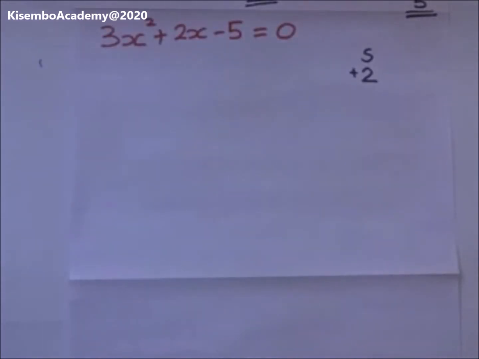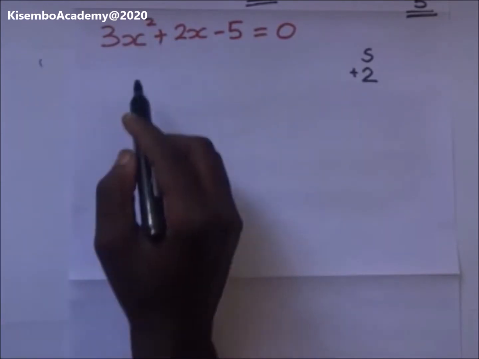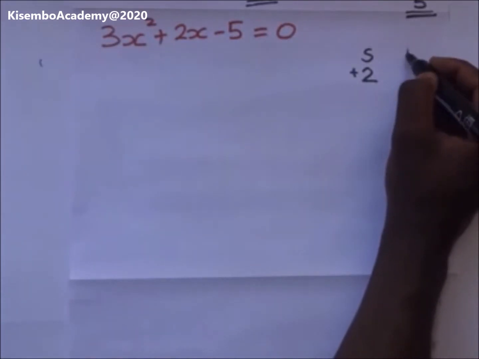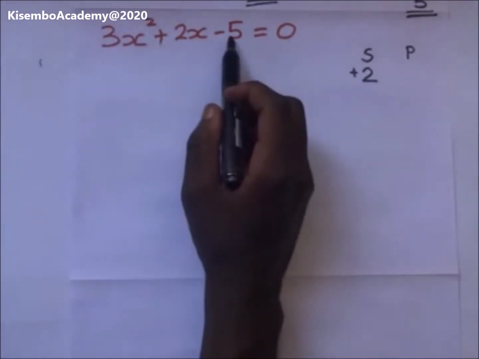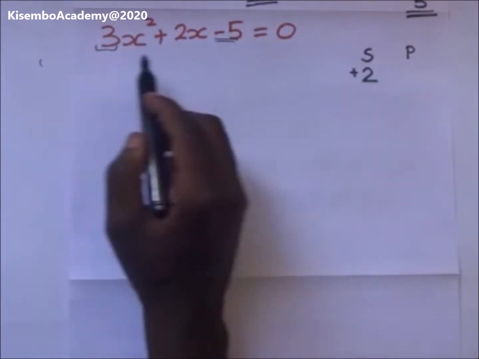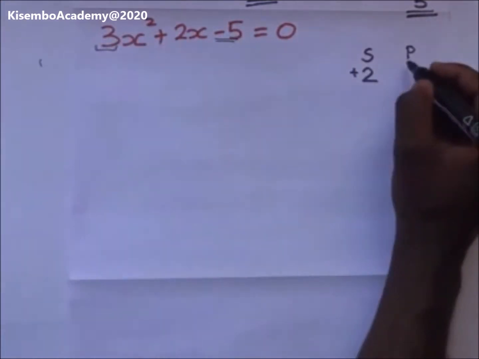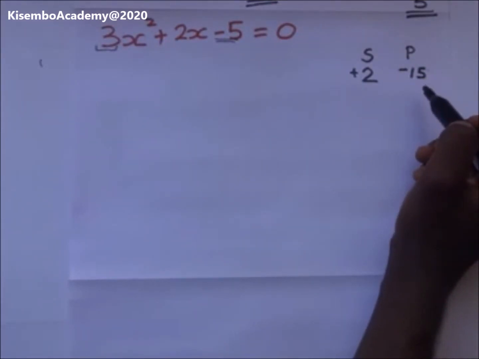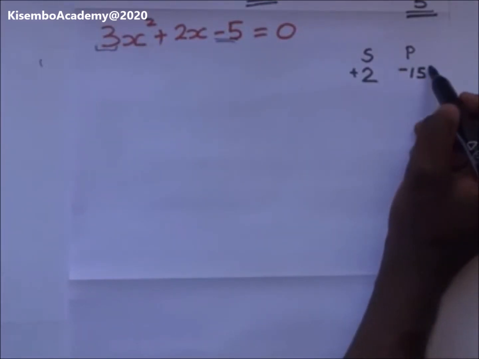Again, in this, we are supposed to factorize this number. We are supposed to get two numbers. When we add these two numbers, they're supposed to give us a sum of positive 2. And also, when we multiply them, they're supposed to give us a product of 3 times negative 5. 3 times negative 5 is negative 15. So how do we get those numbers? We get those numbers by exploring the factors of 15.